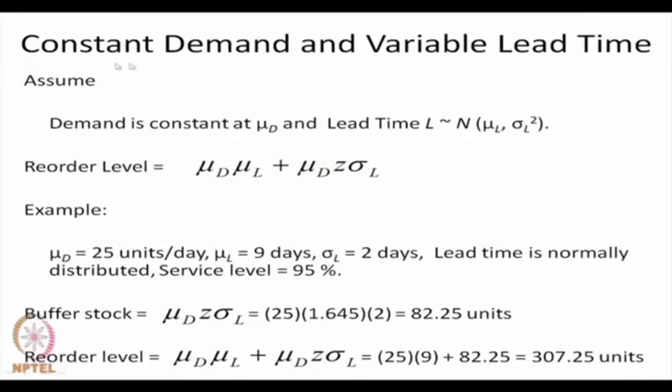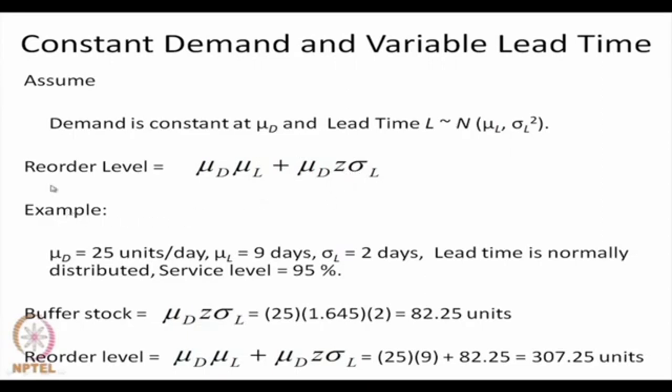Now, we consider the case when the lead time is variable, but the demand is constant. So, here demand is constant at mu d, but the lead time L follows normal distribution with mean mu L and variance sigma square L. Here the reorder level is as before, the expected value of the demand during the lead time, which is mu d into mu L, plus a buffer stock created because the lead time itself is changing, and that is z into sigma L into mu d. Mu d is the constant demand, so the buffer stock is mu d into z sigma L.